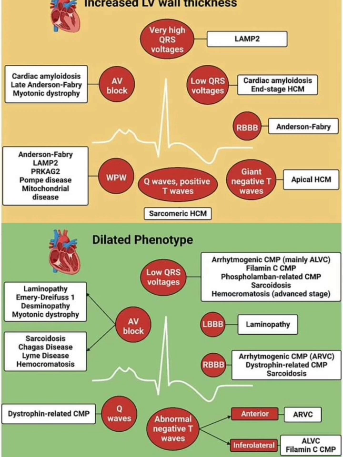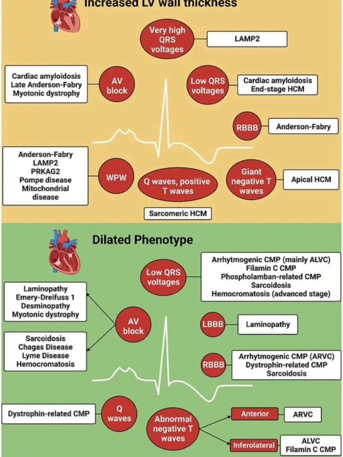In dilated phenotypes, there would be low QRS voltages in arrhythmogenic cardiomyopathy, mainly ALVC, filamin C cardiomyopathy, phospholamban-related cardiomyopathy, sarcoidosis, and hemochromatosis. In laminopathy, there would be left bundle branch block. In arrhythmogenic cardiomyopathy or dystrophin-related cardiomyopathy or sarcoidosis, there would be right bundle branch block.